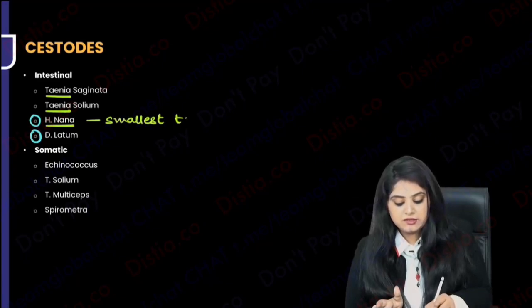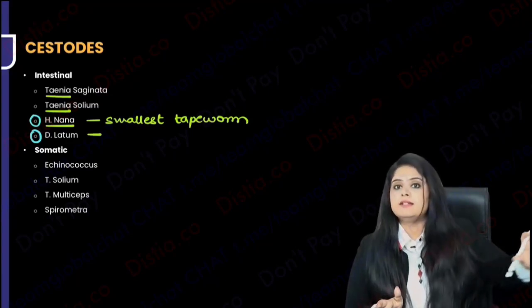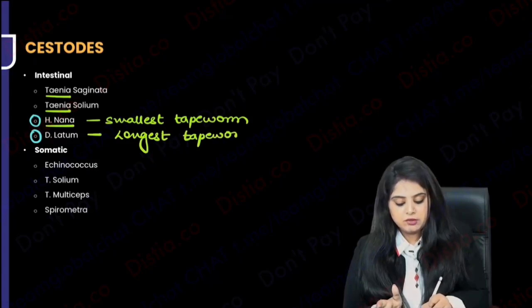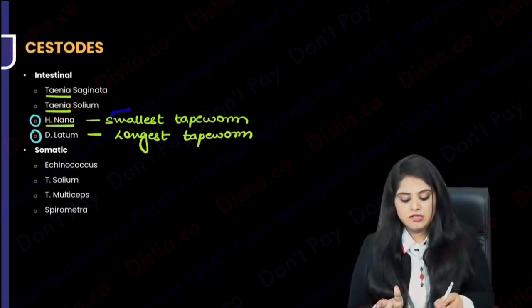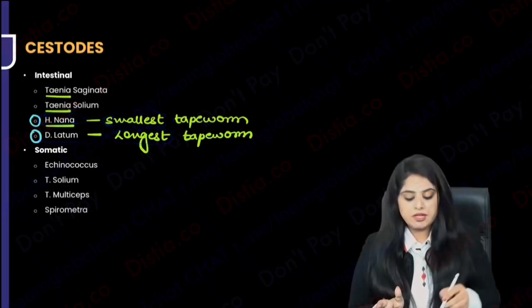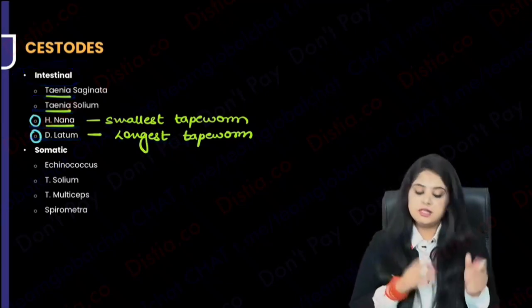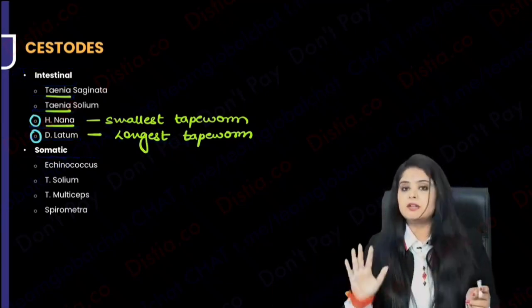It's the smallest tapeworm that we have, whereas Diphyllobothrium latum, the name is only so long that it is going to have the longest tapeworm that we have. So simple, if they ask you a simple question, smallest is going to be H nana, and Diphyllobothrium latum is going to be the longest tapeworm. So smallest done, longest done. Taenia, these are going to be in the intestine. Rest all of them are going to be in other parts of our body.